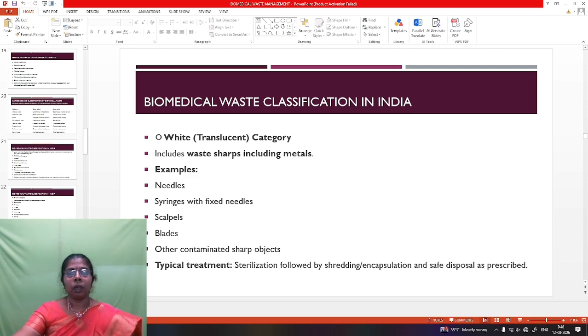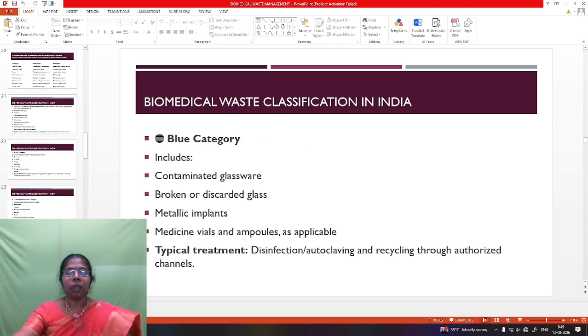We have to categorize the waste and put it in the white dustbin. That waste is mostly sharps, including metals. Sharps means needles, syringes with fixed needles, scalpels, blades or contaminated sharp objects. And we have to treat by using sterilization followed by shredding or encapsulation and safe disposal as prescribed. Based on the types of sharps, whether needles, syringes or scalpels, we have to treat the waste accordingly.